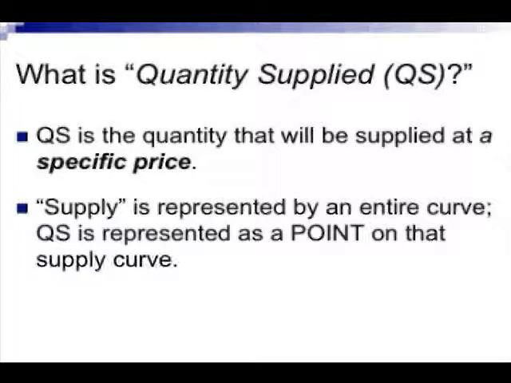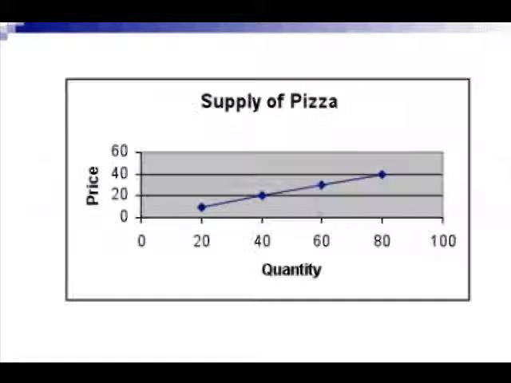Now, what is quantity supplied? Well, it differs from supply. It's price specific. Quantity supplied is the quantity that will be supplied at a specific price. If I were to ask you what's the quantity supplied, you would have to ask me at what price. So supply is represented by the entire curve, just as demand was represented by the entire curve. And quantity supplied is represented as a point on the supply curve.